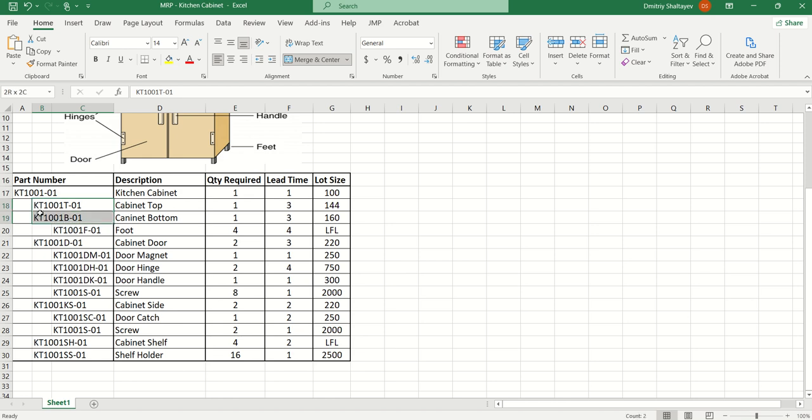So I'm working on the immediate children right now. So these two I've done already. So next thing we're going to do is door. Then after that, side, shelves, and shelf holders, okay? All right, so let's do the doors.